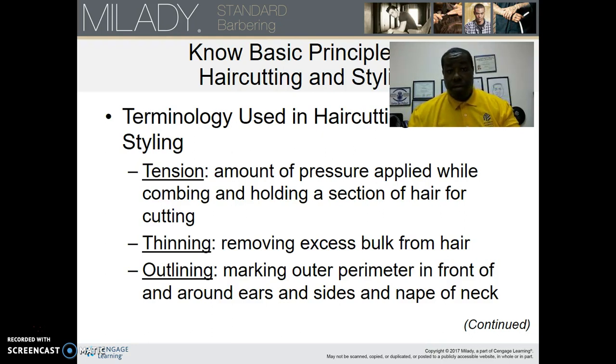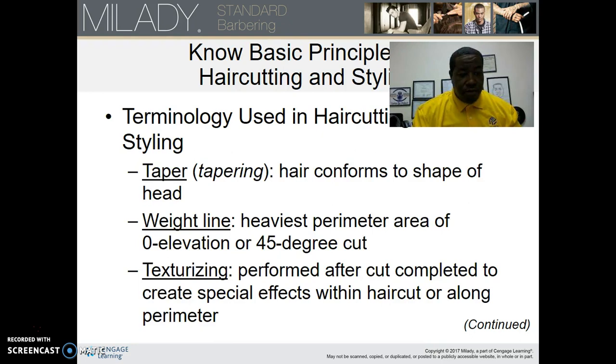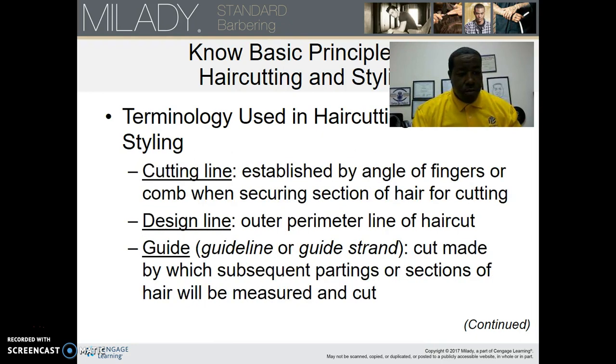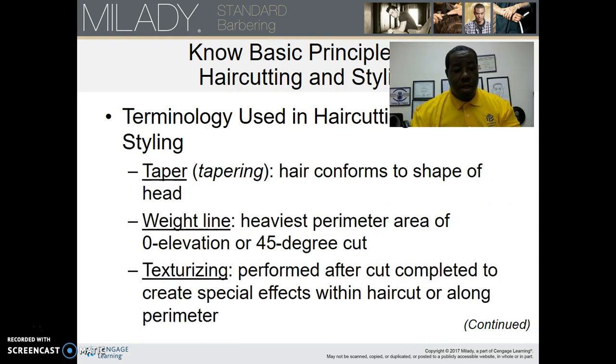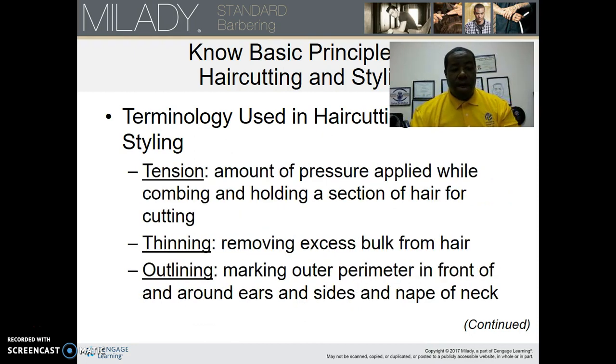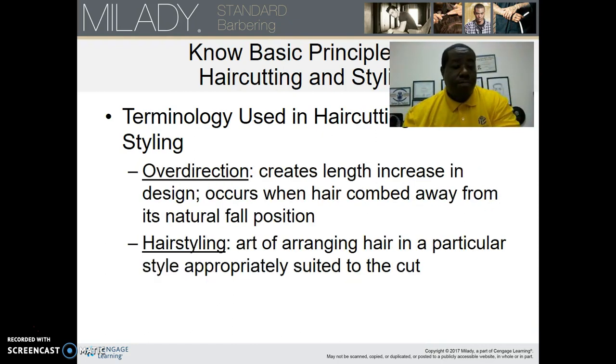We talked about that earlier on before. Just to scroll back to one of our previous ones, we talked about the design line, which is considered perhaps the outer perimeter of the haircut. Now, when we slide back down to outlining, this again is marking the outer perimeter of the front of the haircut, around the ears and down the nape. So again, we see how these terms start to come together. We see here more terms, over direction, in terms of what that does to the hair or the hairstyle.